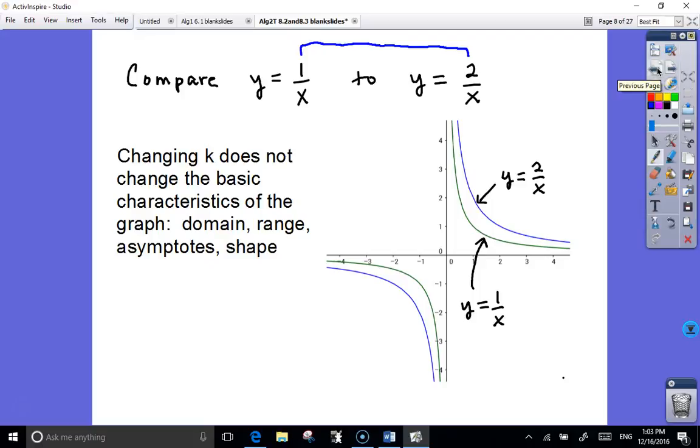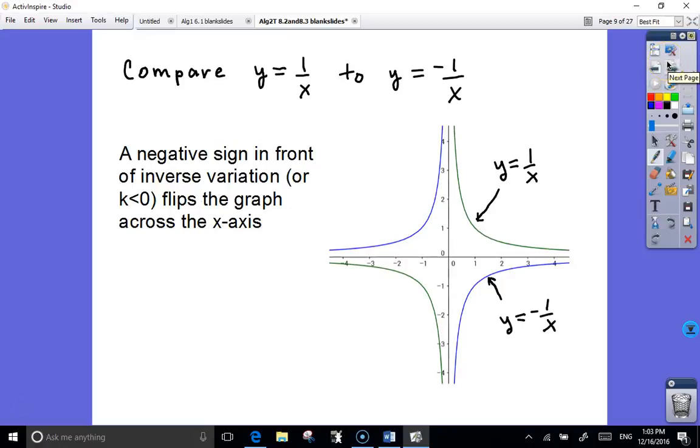Good. Good, Joby? You okay? Now let's see what happens if we put a minus in front of the function. What usually happens when we put a minus in front of a function? It flips the graph, right? So the blue line is the negative 1 over x. And you can see that the branch that used to be in the first quadrant is now in the fourth quadrant. The branch that used to be in the third quadrant is now in the second quadrant.